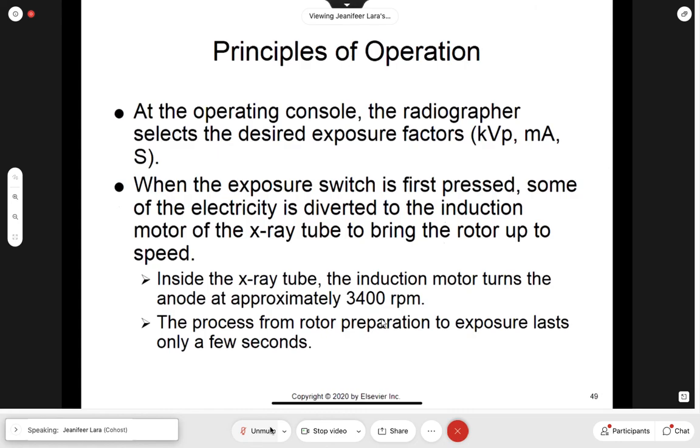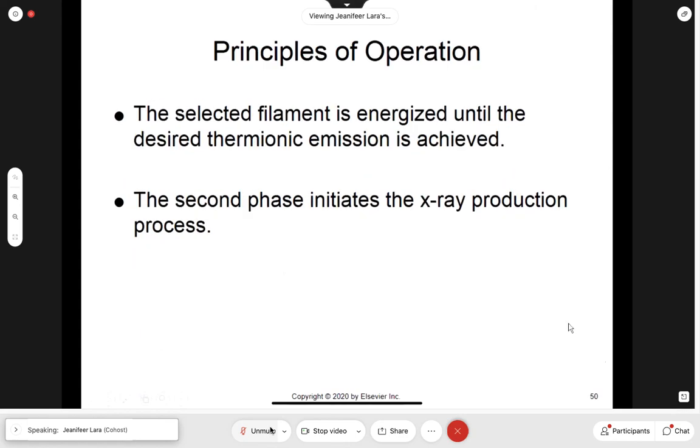Yes? So the anode disc is spinning. This only lasts a couple of seconds. At the same time that the induction motor is operating, the selected filament is now energized. So we're still on phase number one. The selected filament is energized and we undergo thermionic emission. So in phase one of the switch, the induction motor is operating, the anode is spinning up to 3,400 RPMs, and thermionic emission is happening. Got it? Yes? Perfect. The second phase happens.